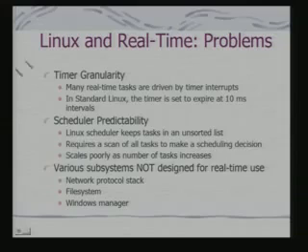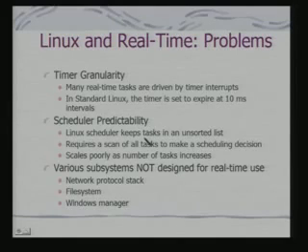But there are some problems obviously. One is timer granularity. In standard Linux, the timer is set to expire at 10 millisecond intervals, because this is the smallest interval that you can really have depending on the way the OS has been configured. So the granularity can become problematic. That means you cannot have a deadline specified at a granularity lower than 10 millisecond level.